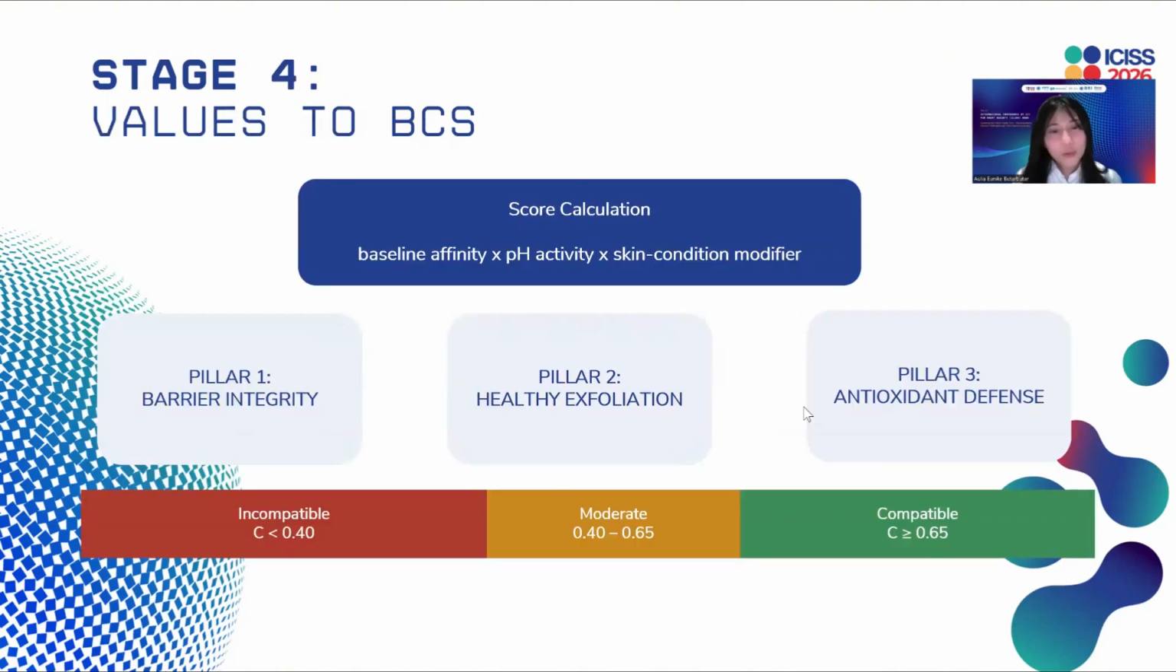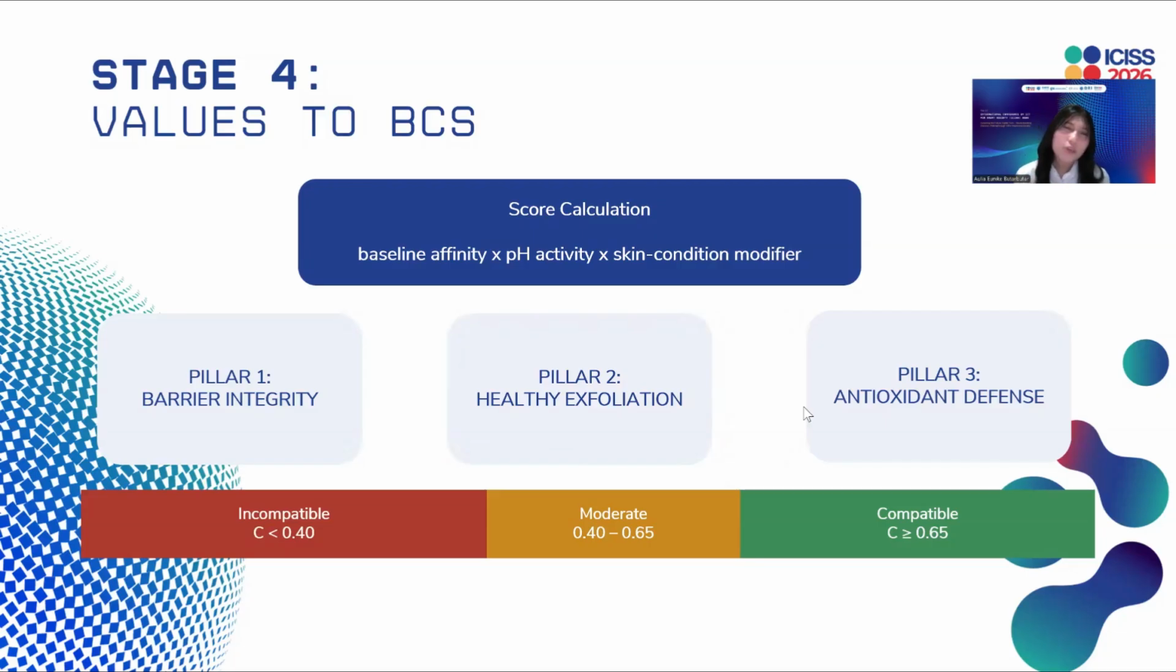So now, how do we make sense of all these variables? Well, we multiply them all together: the baseline affinity, the pH activity factors, and the skin modifier. We do this to get the final adjusted compatibility score. For individual ingredients, a score under 0.4 means it is incompatible. Between 0.4 and 0.65 is moderate, and anything above 0.65 is considered compatible.